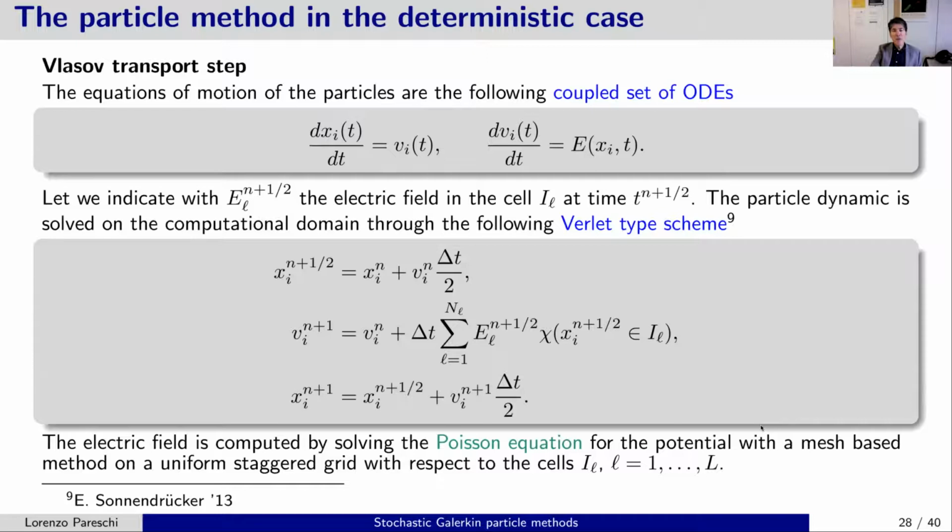The Vlasov process is more natural because it's characterized really by a set of ordinary differential equations that are typically approximated by using a Verlet type scheme. This is a classical approach used in plasma, in collisionless plasma physics. So here you understand that the way we are going to project, and then the particle dynamic is somehow more natural. So now let's go to the projection.